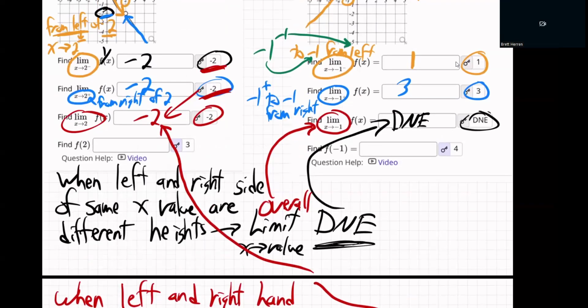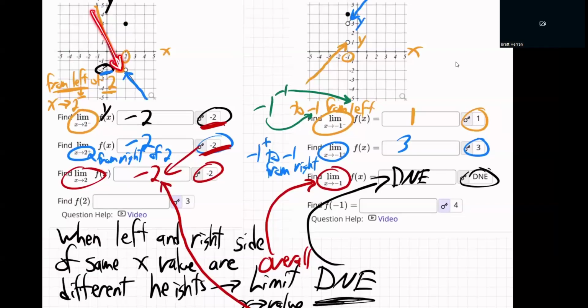And so in this one, from the left side and from the right side, they're both hitting at the same height, -2. So that is the overall. This again is an overall question. Whereas this first one's just left side, right side, overall. Left side, right side, overall.